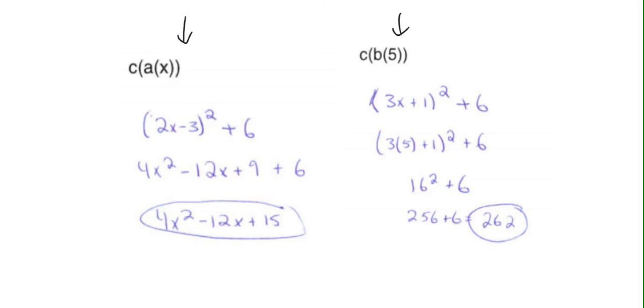Here's the solution for the third problem in the second section. In this one, I actually plugged in 5 first instead of simplifying, but either way you can simplify this piece first and then plug in 5, or you can plug in 5 for x and then simplify afterwards. Either way, you're going to get the same solution.